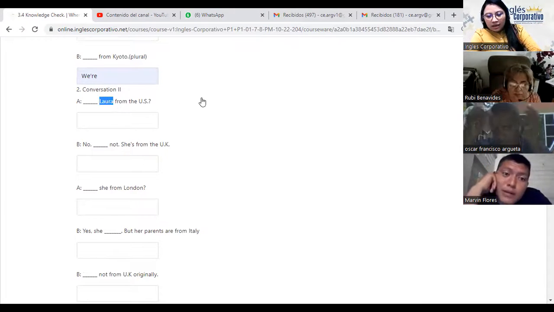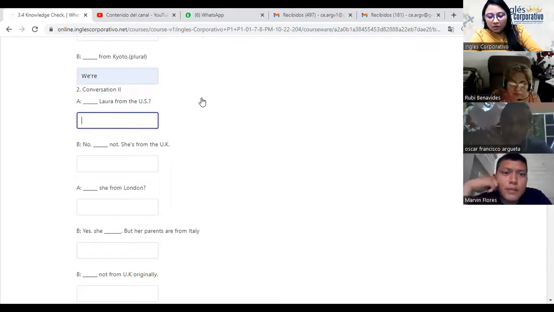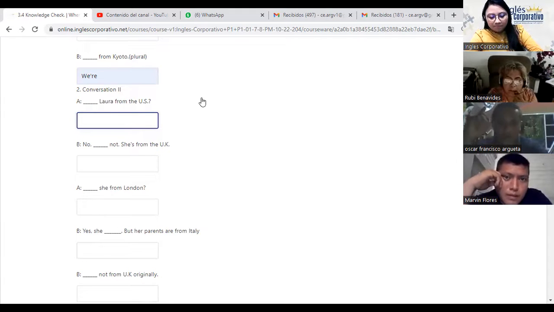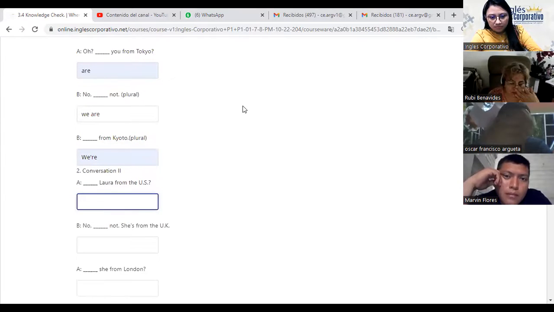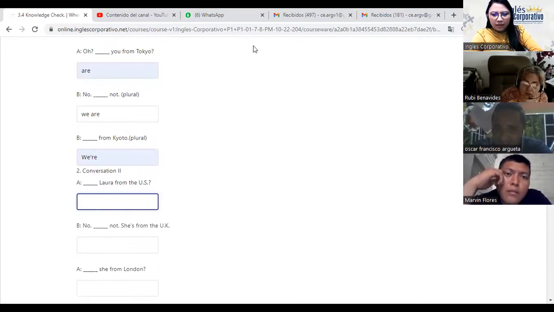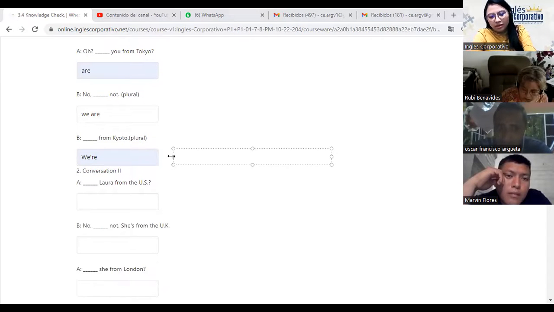Conversation number two. Aquí tenemos a Laura. Laura from the US, dígame. Una pregunta. En la que pasamos anteriormente, si uno pone como está arriba, we are, y no pone así el abreviado we're, le sale malo a uno y no significa igual. Yeah, it's the same. A veces tal vez porque quizás la respuesta que redactaron aquí en la plataforma están pidiendo forma corta.